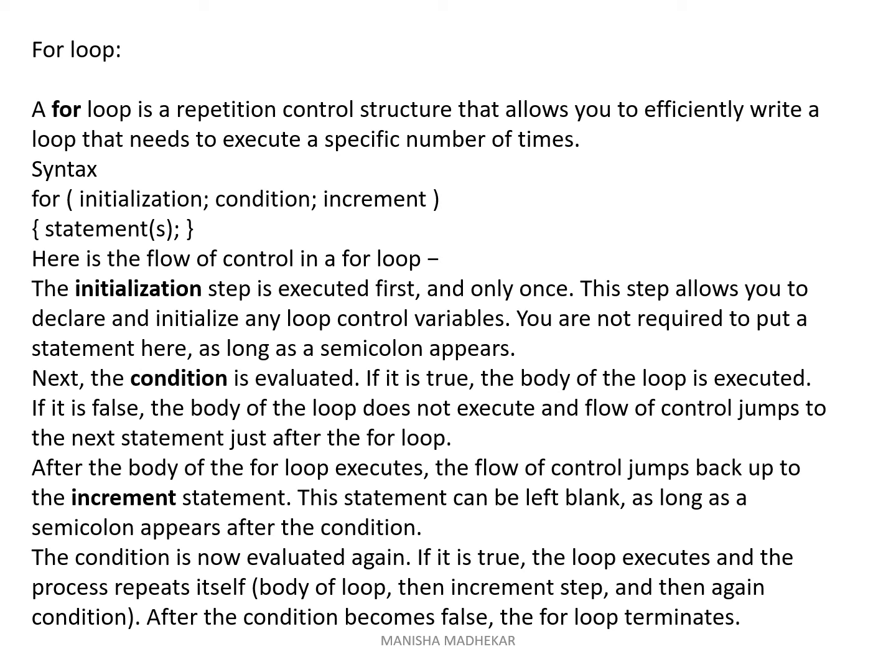After the body of the for loop executes, the flow of control jumps back up to the increment statement. This statement can be left blank as long as a semicolon appears after the condition. The condition is now evaluated again. If it is true, the loop executes and the process repeats itself: body of loop, then increment step, and then the condition again. After the condition becomes false, the for loop terminates.